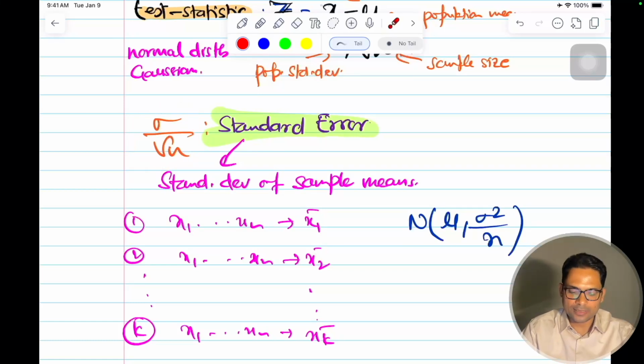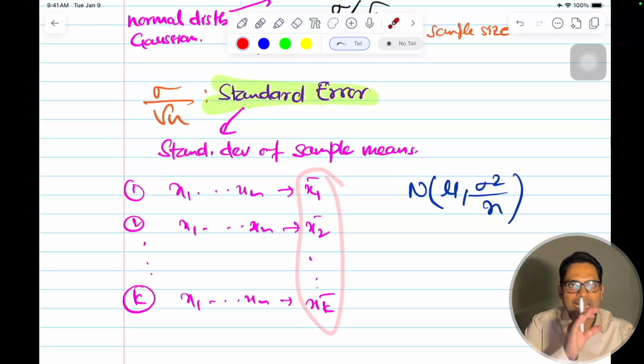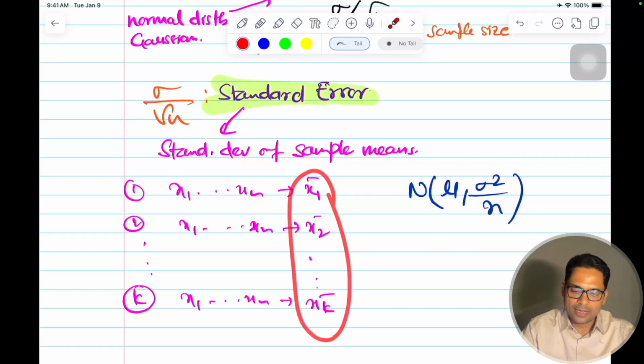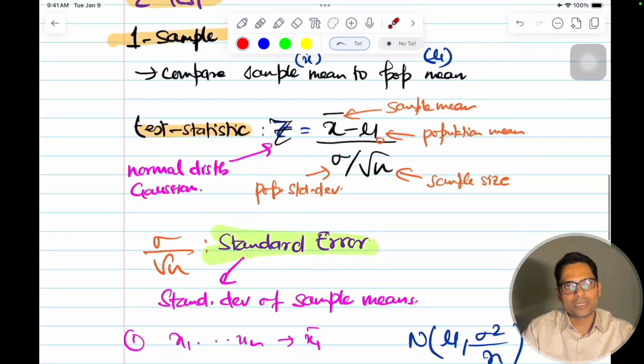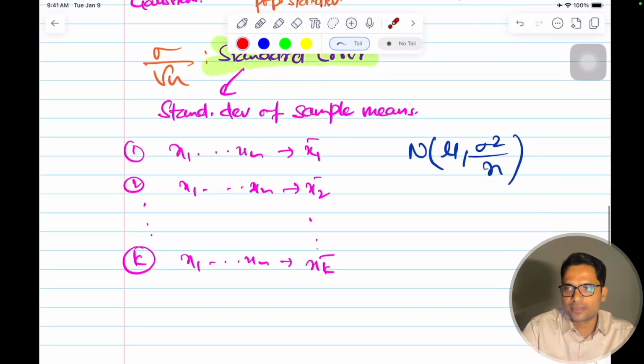Check that. I'll put the link in the description. So this is what it means. It is the standard deviation of the sample means. The standard deviation of the population data is sigma, but for the means, this is sigma by root n, and that is called standard error. I hope standard error is clear and revised again.